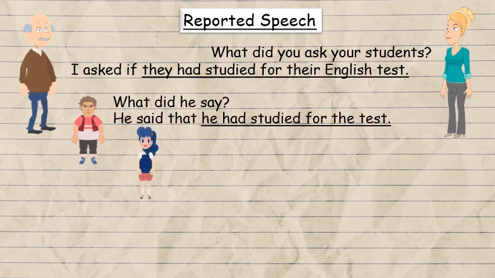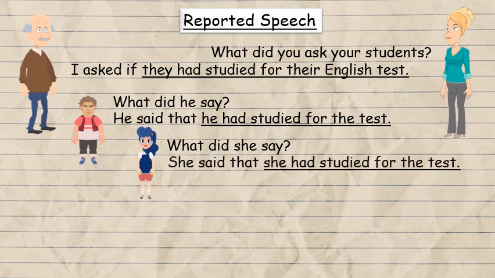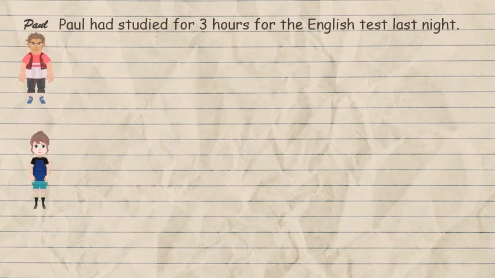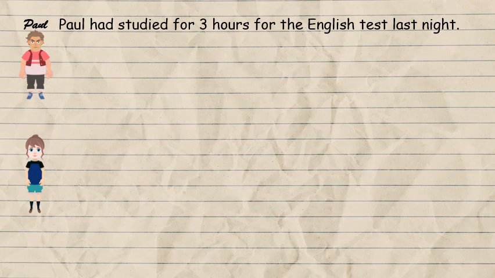What did she say? She said that she had studied for the test. What did she say? She said that everyone had studied for the test. The arrow points to the answer. What is the question and answer?